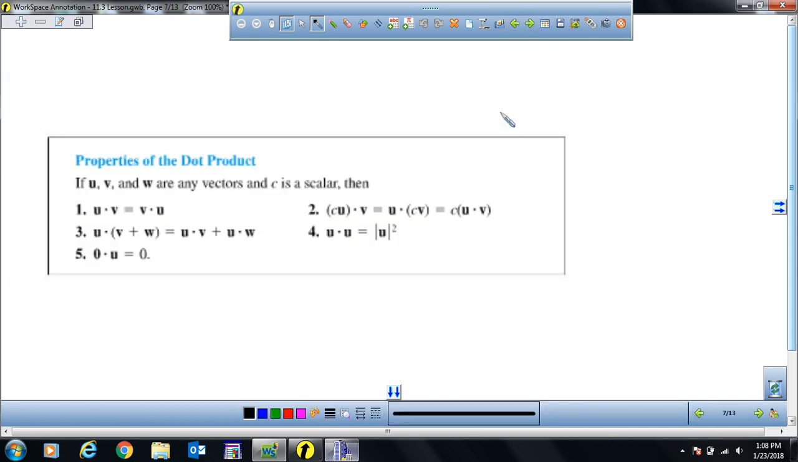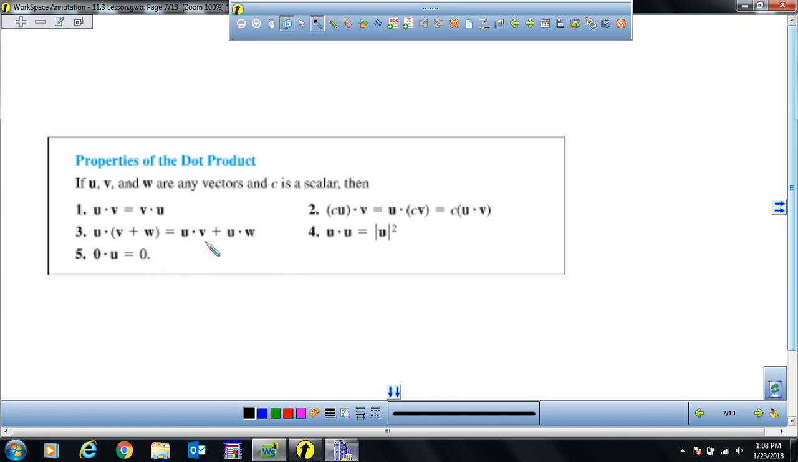These are some other properties of dot products that I want you to keep in mind. The dot product is commutative, meaning that the dot product of u and v equals the dot product of v and u. The dot product also holds the distributive property: the dot product of u with the sum of two vectors equals the dot product of u with one vector plus the dot product of u with the other vector.